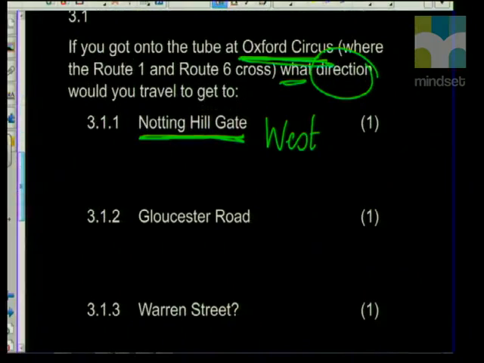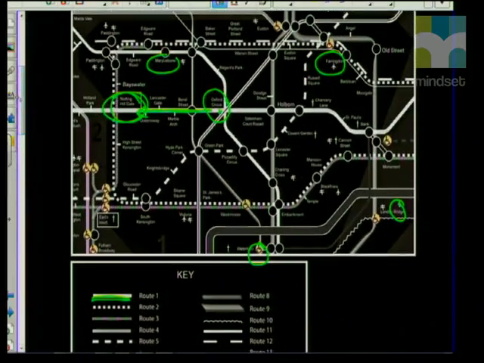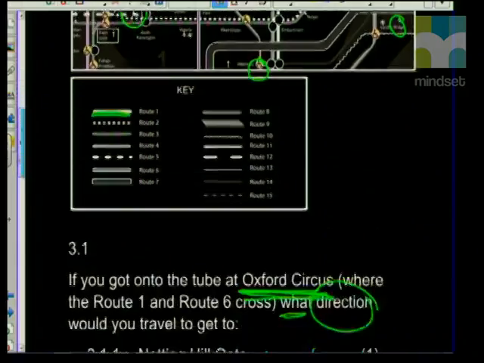Right, the next one is also going from Oxford Circus. I need to find out the direction I would be going if I went to Gloucester Road. Okay, so I'm back at Oxford Circus, and now I need to find where Gloucester Road is. Gloucester Road is this place over here. So if I went from Oxford Circus to Gloucester Road, I would be going in a southwesterly direction.